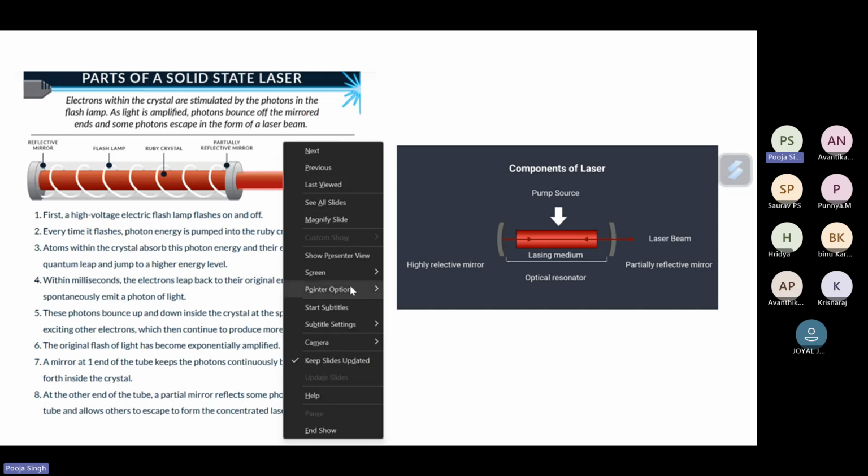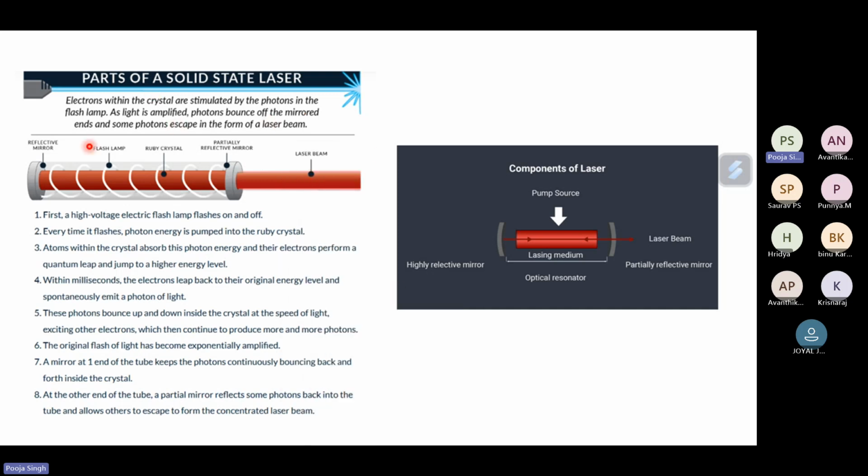Here, whatever I have taught you, the solid-state laser is basically when you have a solid material in the laser. The crystal is the solid laser, but you will have different kinds of lasers. Some are gas lasers, some are liquid lasers. This is a solid laser because it is made up of solid crystal.